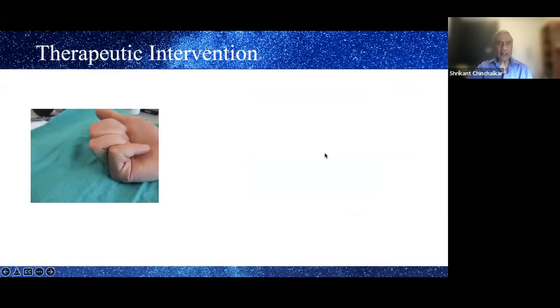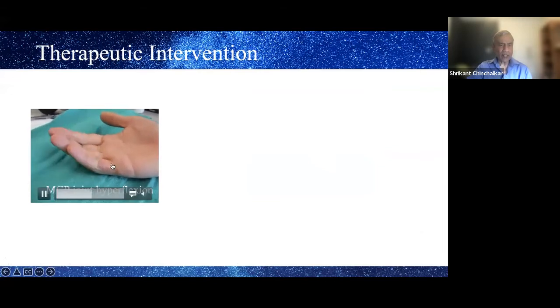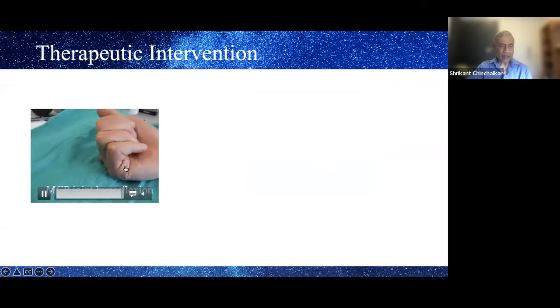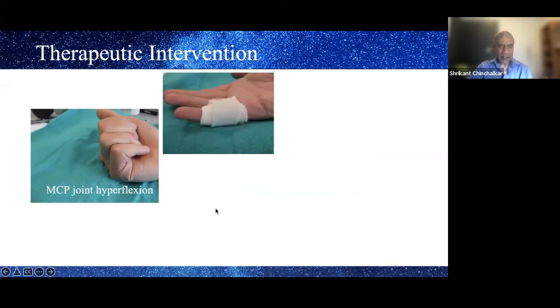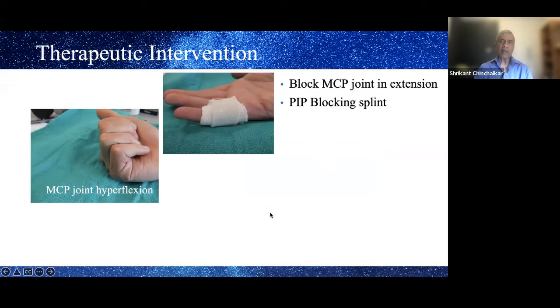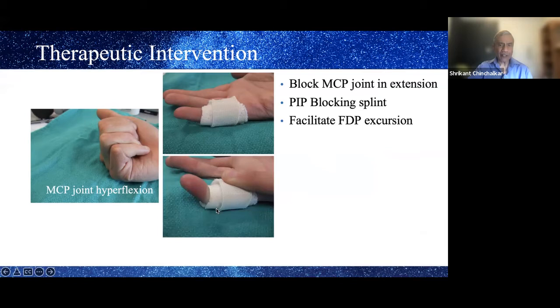From the therapeutic intervention point of view, this is a patient who had a lack of DIP joint flexion, but you will see that these patients often show a hyperflexion tendency at the metacarpophalangeal joint. So in order to maximize excursion of the flexor digitorum profundus, we must provide these patients with a splint blocking the MCP joint in extension and the PIP joint in extension, encouraging the patient to perform active flexion as you see right here. And that should increase active flexion.